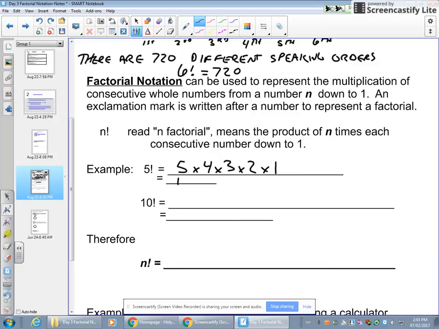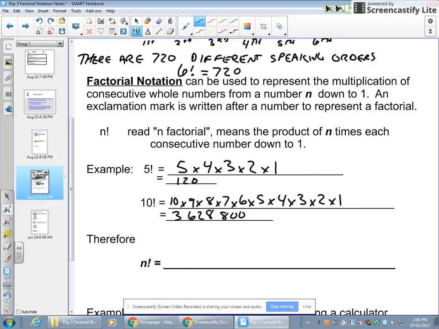That's 120. 10 factorial is 10 times 9 times 8 times 7 times 6 times 5 times 4 times 3 times 2 times 1. And that is a larger number, 3,628,800.